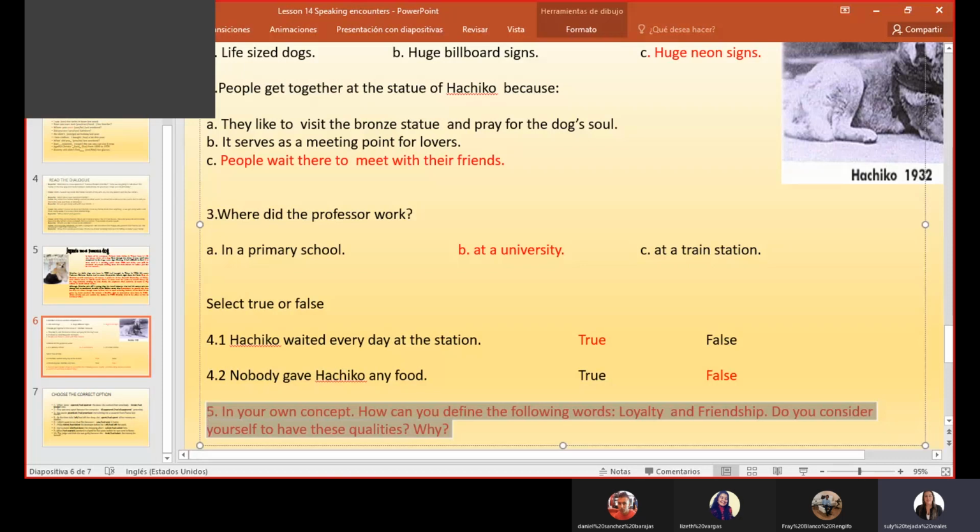In your own concept, how can you define the following words? Loyalty and friendship. Do you consider yourself to have these qualities? Why?